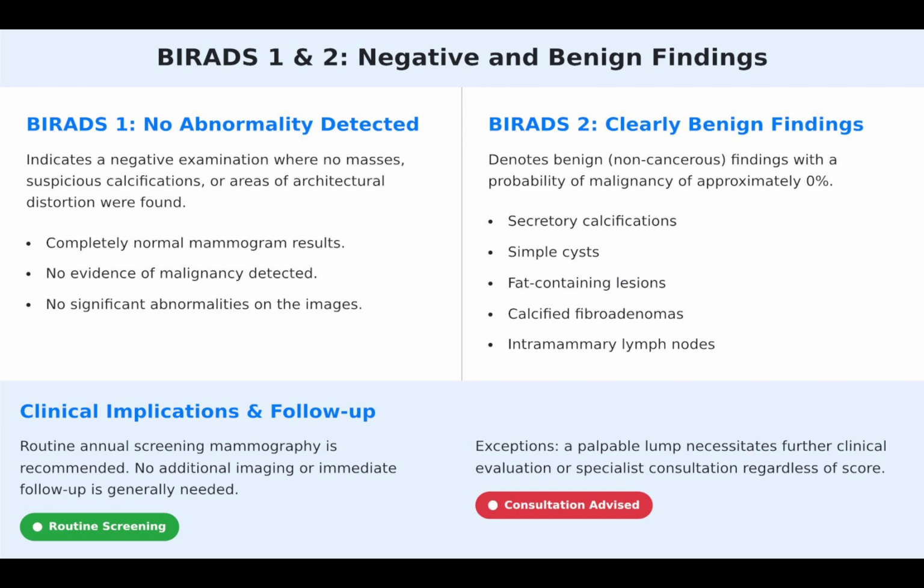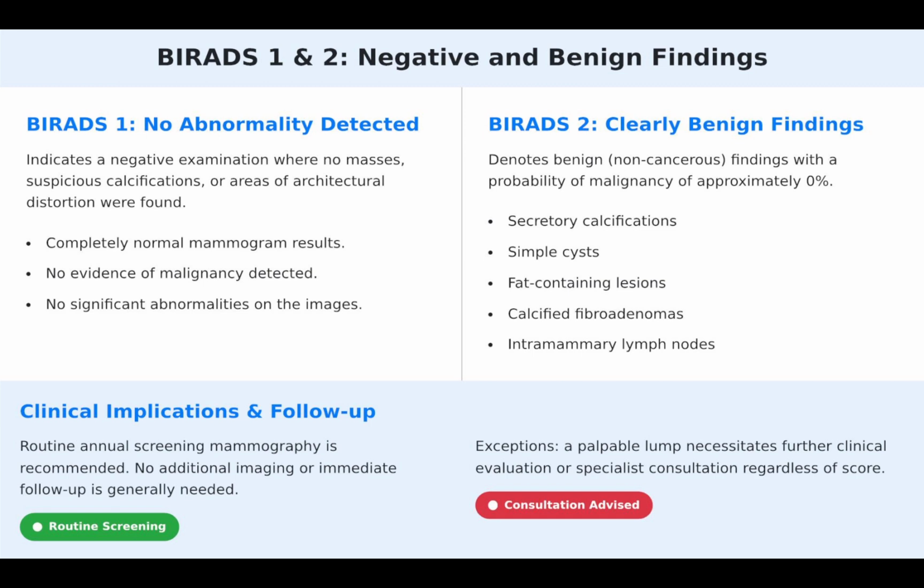BI-RADS 2, clearly benign findings. In this category, an abnormality is present but is unequivocally non-cancerous. Examples include simple cysts, which are fluid-filled sacs, benign calcifications, which have specific non-suspicious shapes and distributions, fat-containing lesions such as lipomas or oil cysts, or intramammary lymph nodes, which are normal lymph nodes located within the breast tissue.